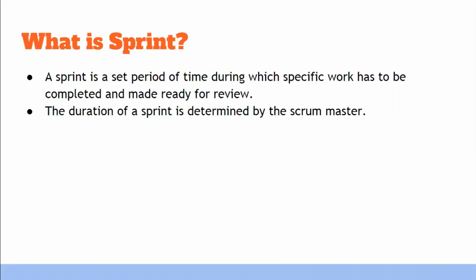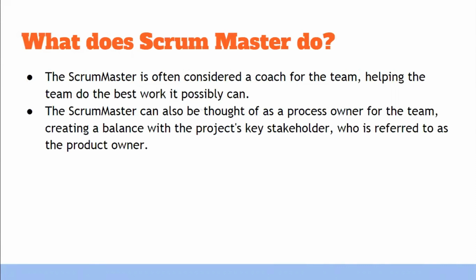In these 4 weeks, I'll complete 8 requirements. After 4 weeks, these requirements will be completed and the first iteration of the product will be given to the client. So that is a sprint. It's just a duration in which you are completing some of the functionalities or requirements. Now the duration of a sprint is determined by a Scrum Master. Now what does a Scrum Master do?